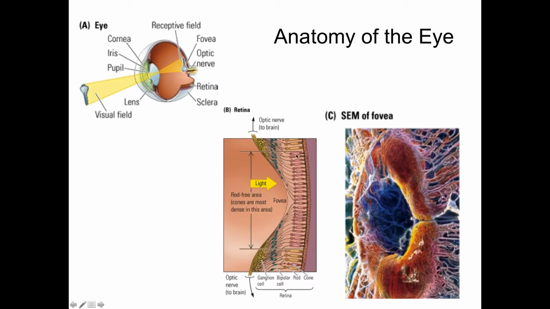And then here at the back of the retina, you see the rods and cones. On the right, you see an electron micrograph of a retina. So technically here you have the fovea, and around that is the peripheral area of the retina.